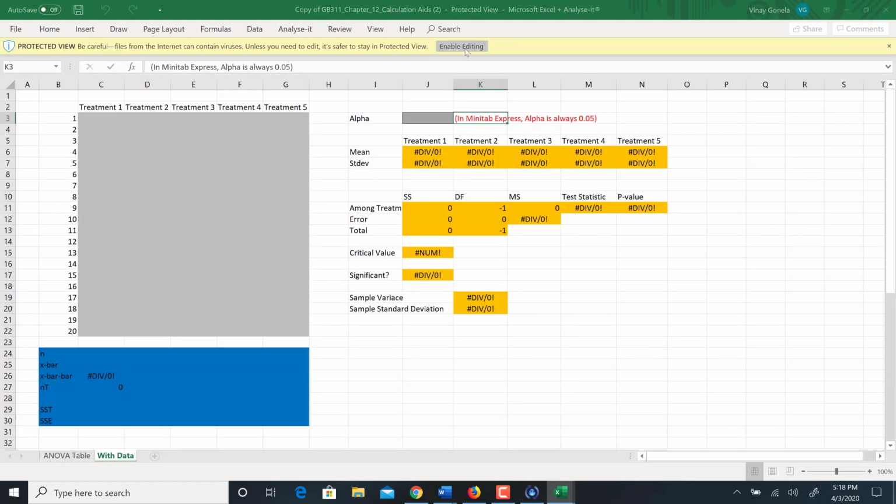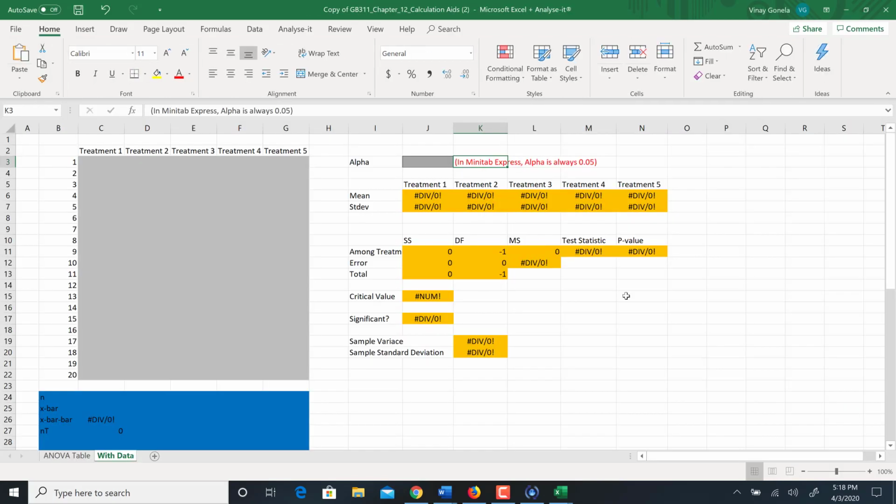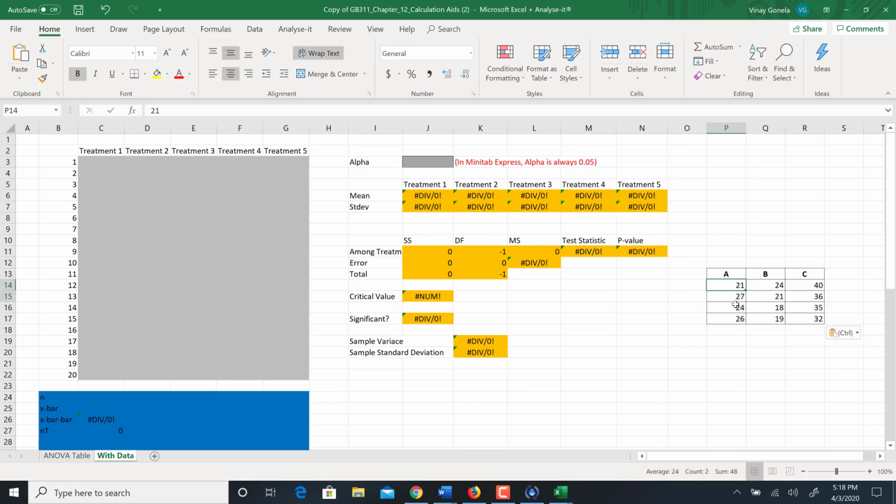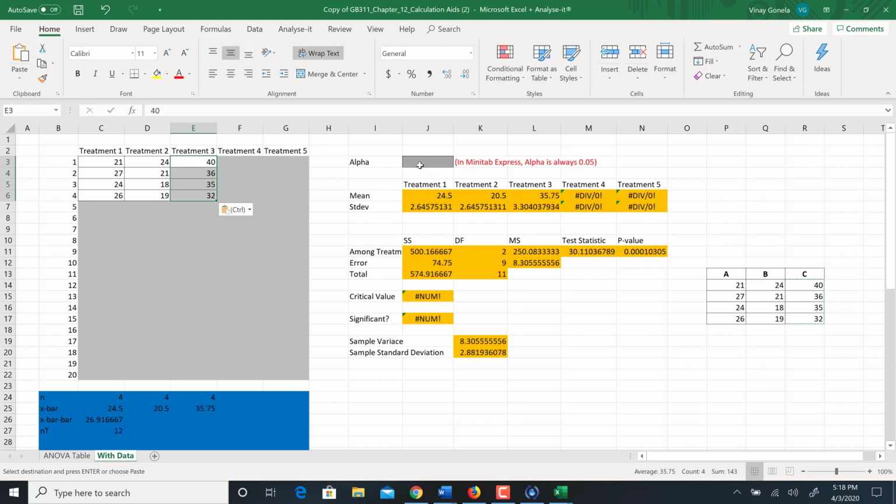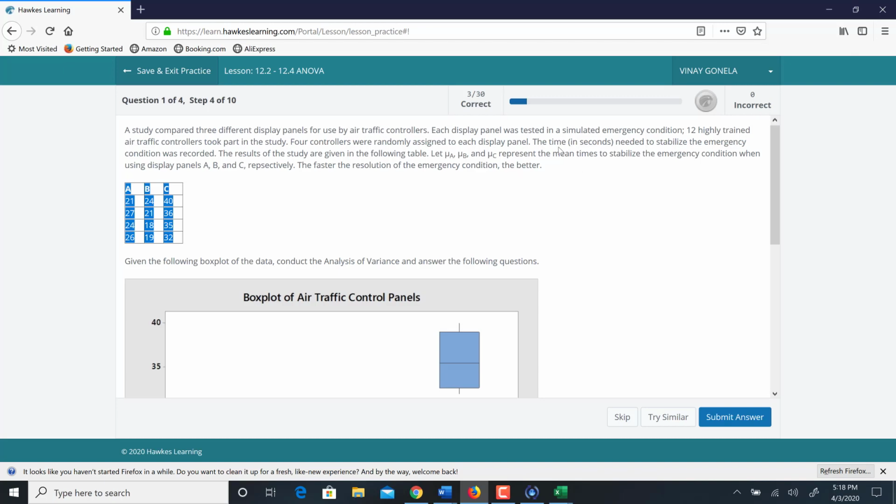So I have this, and then I will copy the data somewhere here first. Treatment A I will take here, treatment B I will take to treatment 2, and then C I will take here. The other thing they are asking us: if alpha is not given, you just assume alpha is 0.05.